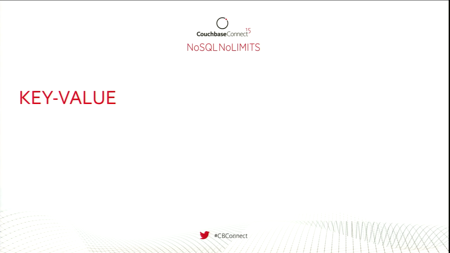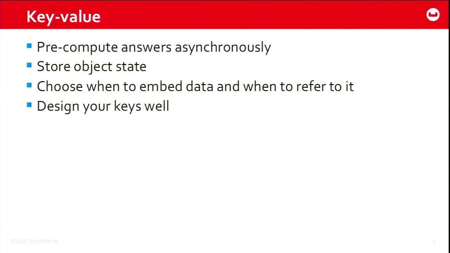So what are the broad lessons for key value? The first one is we want to pre-compute answers asynchronously. I'll come on to this in a bit more detail, but the general idea is using Couchbase as a store for answers that you've already computed in the application layer, and then you're pulling them out later. Another is you're just storing object state. There's not necessarily much computation involved. You're just pulling out a state, serializing it to JSON, and then popping it into Couchbase. There are a couple of other lessons to think about. One is, when do you embed data all in one larger document? And the other is, when is it appropriate to refer to documents in a normalized form, so you have references between documents? And the last part is you need to design your keys well, because when the key is your only or main route in, your index to the data, you need to know that you're going to be able to find that key again.